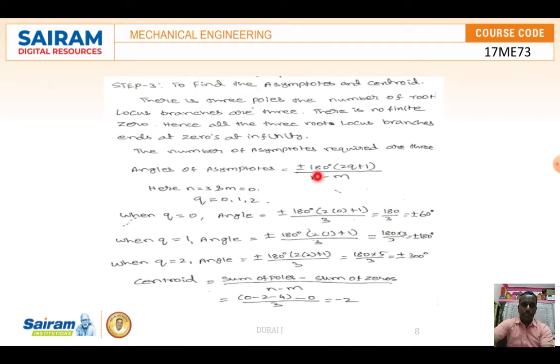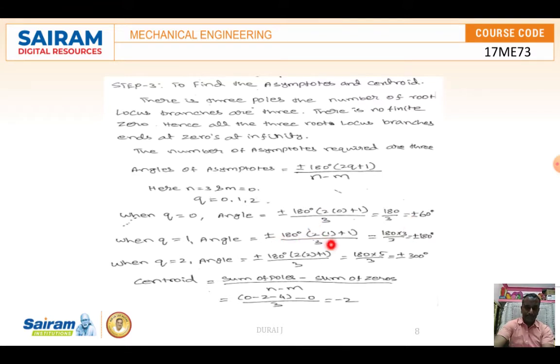For q equal to 0, you can substitute 0 over here and then find the angle. Same for q equal to 1 and q equal to 2: substitute in this equation and find the value. For q equal to 0, it is plus or minus 180 degrees, 2 into 0 plus 1, so 180 by 3, finally equal to plus or minus 60 degrees.